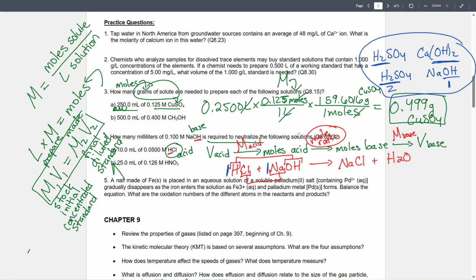Okay, so this equation is balanced. So they're in a 1-to-1 mole ratio. So the work looks like this. You start off with the volume of acid. It's in 10 mL. We need to turn it into liters because we're going to multiply by the molarity.